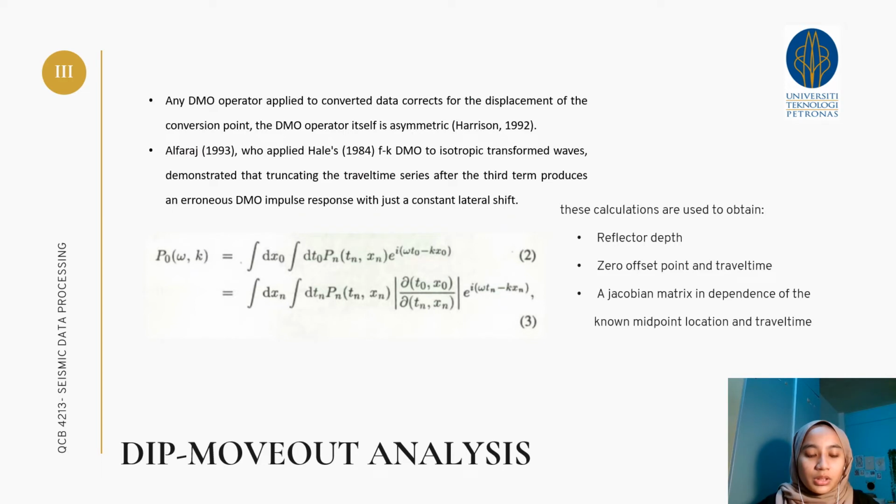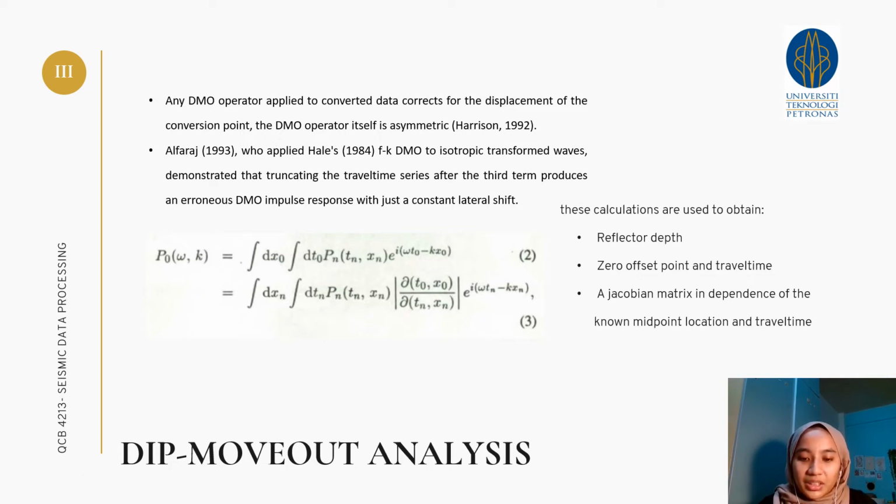So proceed to the dip moveout processing. The dip moveout DMO operation maps every event into the proper zero offset location and travel time while sweeping over all possible reflector dips. Any DMO operator applied to converted data corrects for the displacement of the conversion points. The DMO operator itself is asymmetric, based on Harrison 1992.